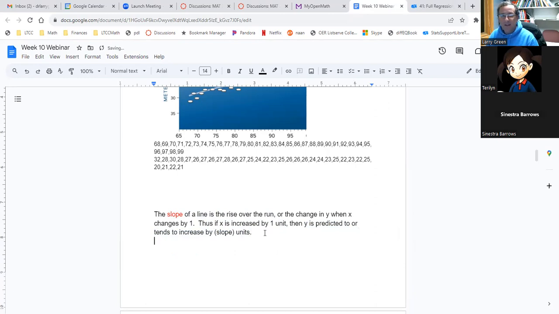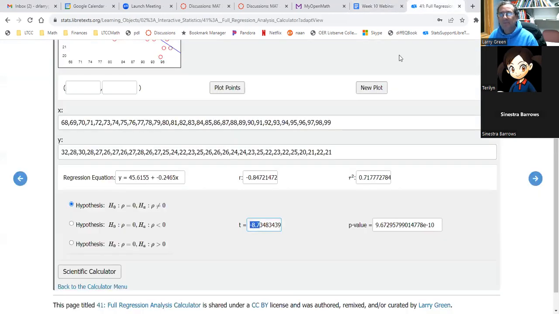All right, so in our example, what was the slope? Let's look at it. What are the slope units? What's the slope? If you look at the screen, the slope is just screaming at you. It's a number. What is the slope? Two decimal places of accuracy is fine.